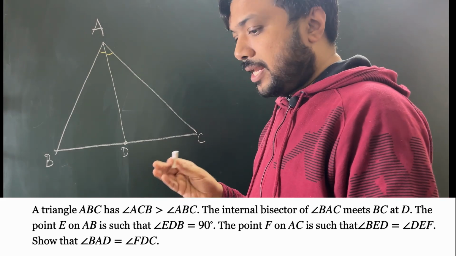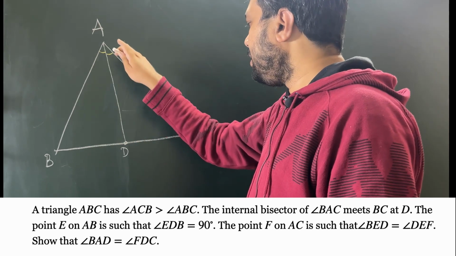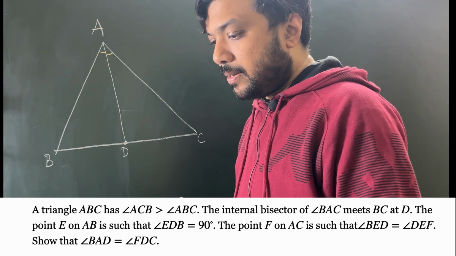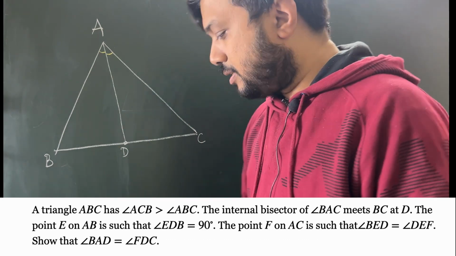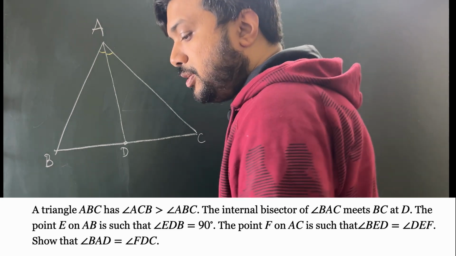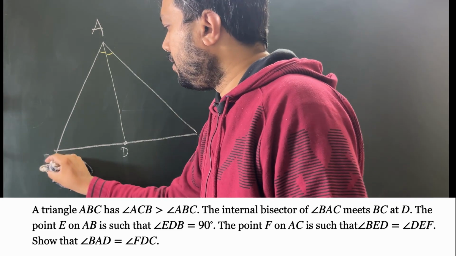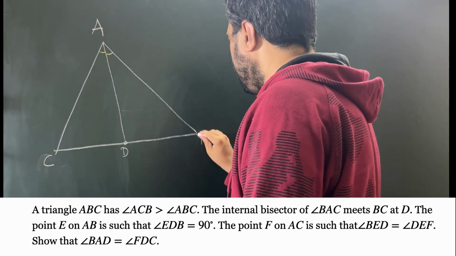Now the next thing they've given in the problem is that point E is on AB. I think I should interchange C and B. It's been told that angle C is bigger than angle B, and I think this angle is actually bigger. So let's make it C and B.